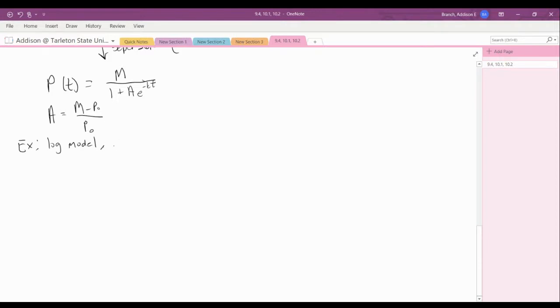So for this example, our initial population is 1,000. Our carrying capacity is 10,000. And even if they don't explicitly say it, if you get a carrying capacity, that's a pretty good indicator you're going to be working with the logistic model. And then after 1 year, so P of 1, our population is 2,500. And what we want to know is what is our population after 4 years?